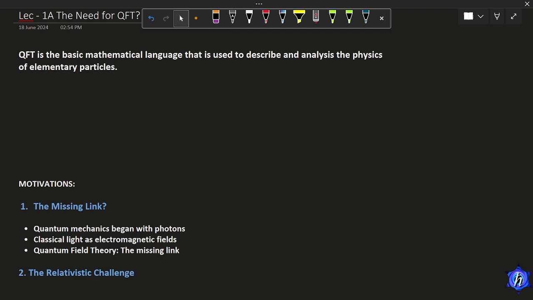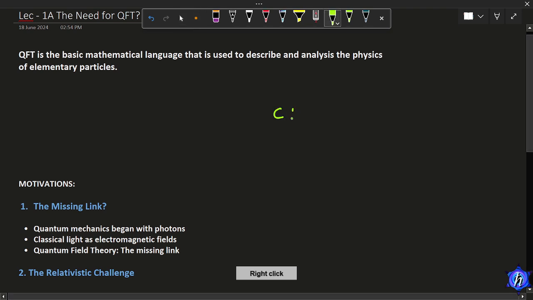Now, quantum field theory is the basic mathematical language that is used to describe and analyze the physics of elementary particles. It is one of the most successful scientific theories of all time, predicting experimental results with ultimate accuracy. It is a theoretical framework that combines important branches of physics: first, classical field theory, given by the CFT. Second is the special theory of relativity, and the third is none other than our quantum mechanics.